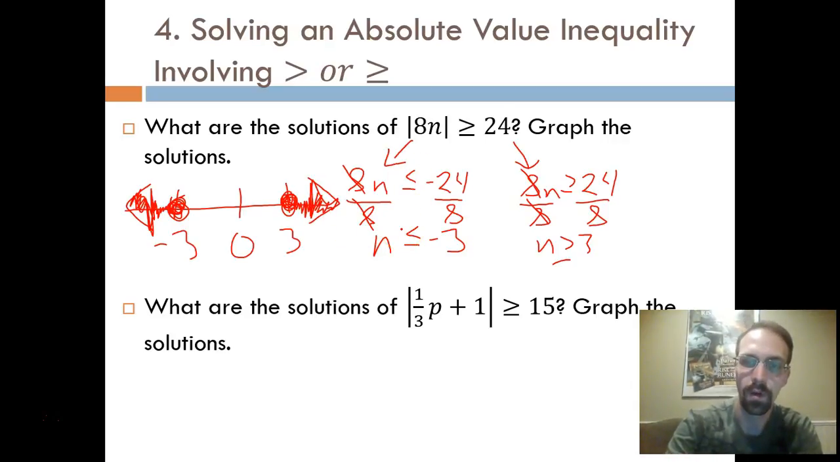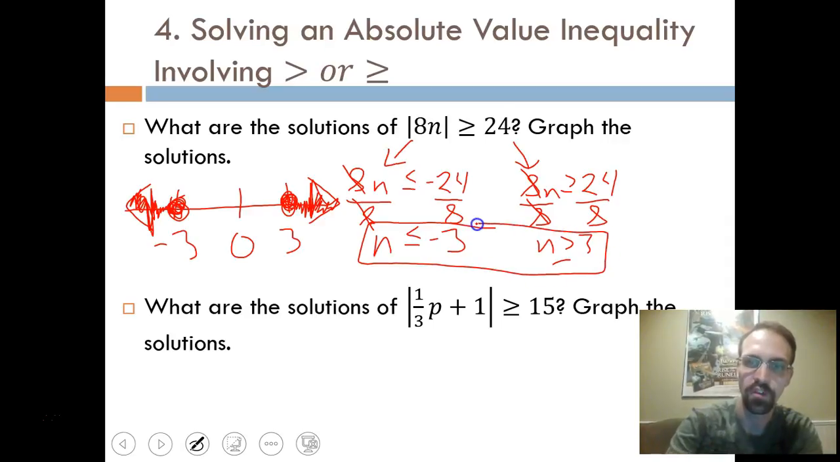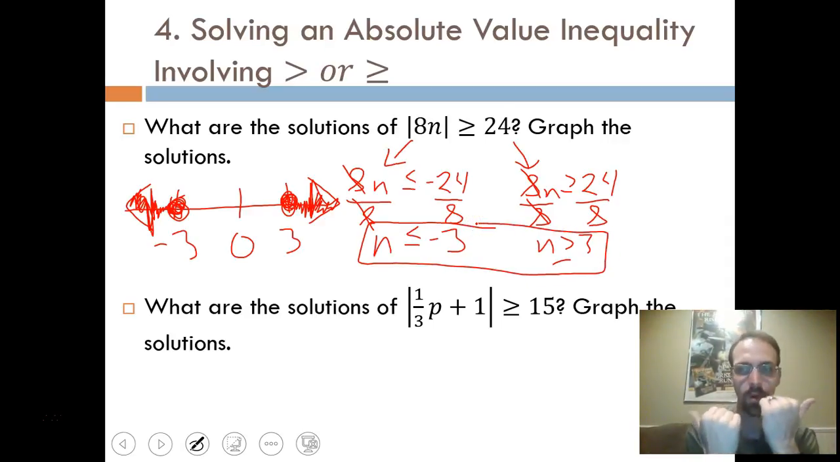Notice that this is an or inequality. It's shading away from each other. It's an or inequality. Notice that. So that's the first one.